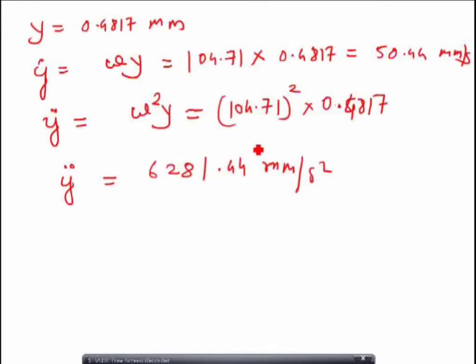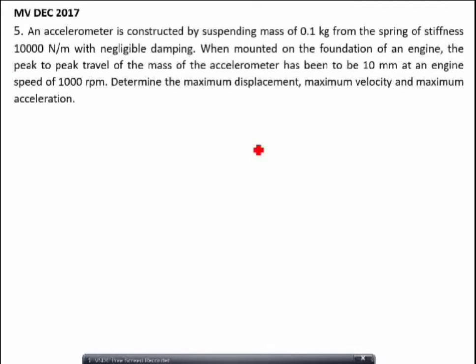So this is how, when the value of r is greater than 1, you can just modify the formula and solve and compute the acceleration, velocity and displacement. I hope it is clear to all of you. Now let us move on to problem number 5.